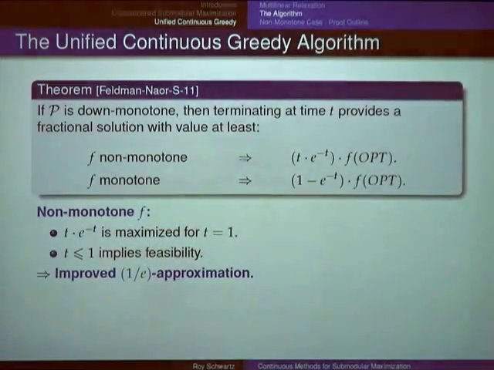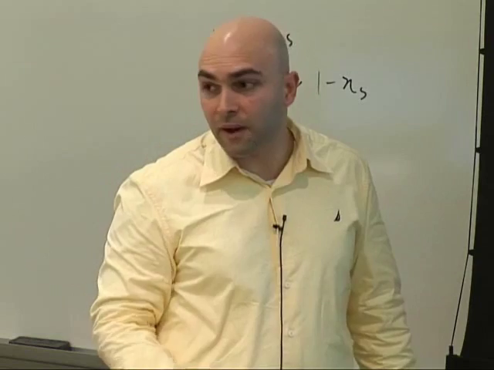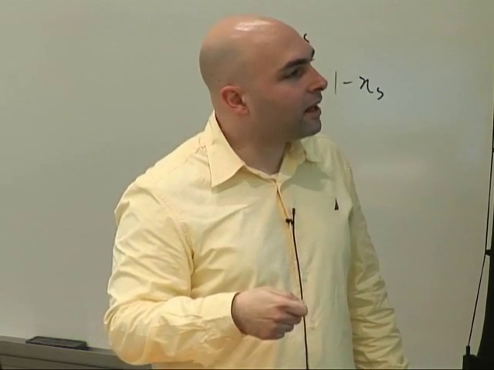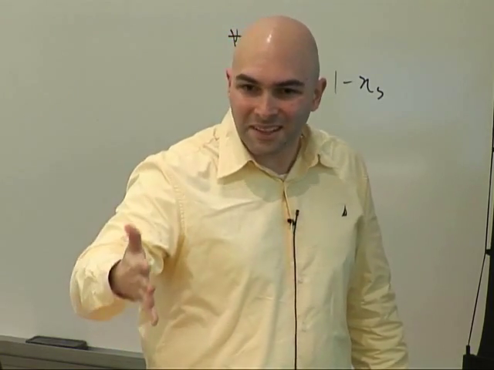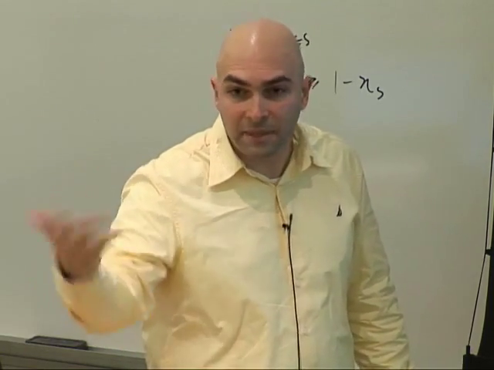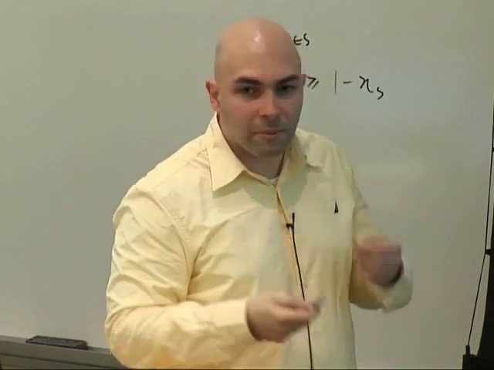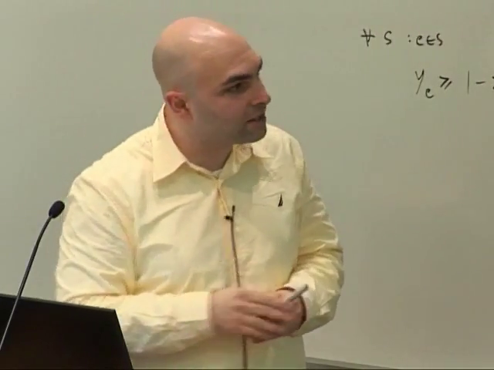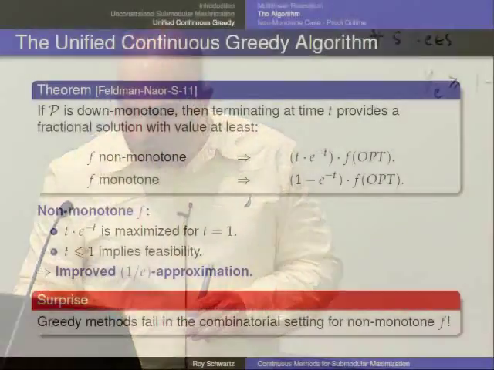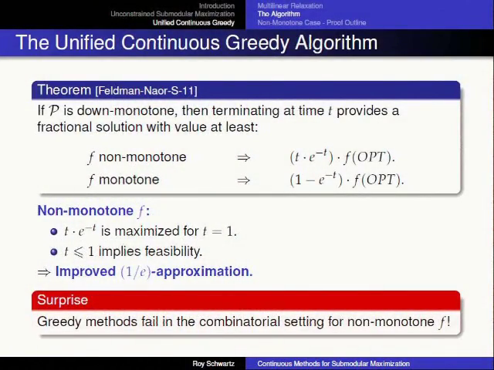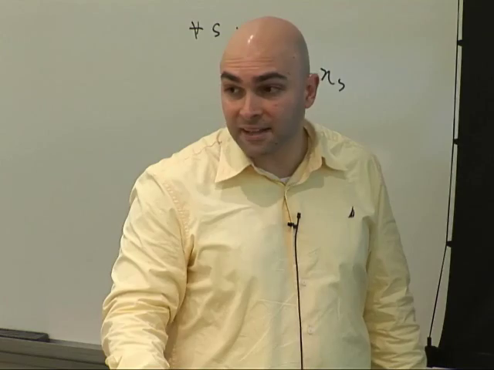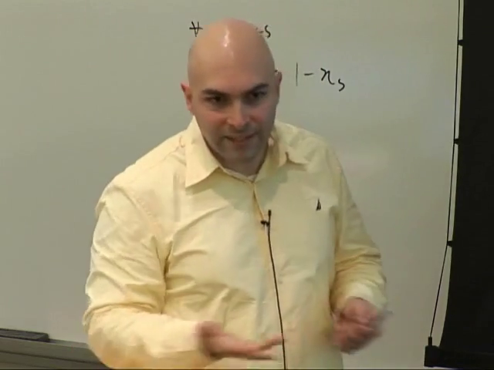And if t is 1, then we are guaranteed to be feasible. Why? Because we're dominated by a convex combination, essentially. If we stop at t equals 1, we get a convex combination. So we're dominated by a feasible solution, and the polytope is down monotone, so we're still feasible. We're something less than a convex combination. So this is fine. And note that this is kind of surprising, because earlier in the talk I showed you that the greedy approach fails for non-monotone functions. If it fails for the unconstrained case, of course it fails for all the constrained cases.